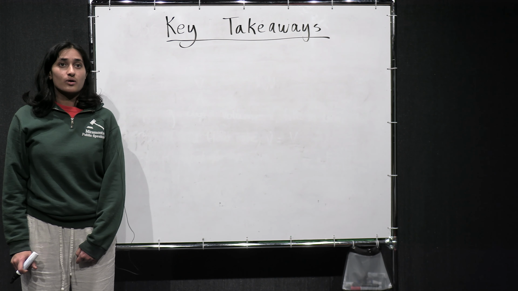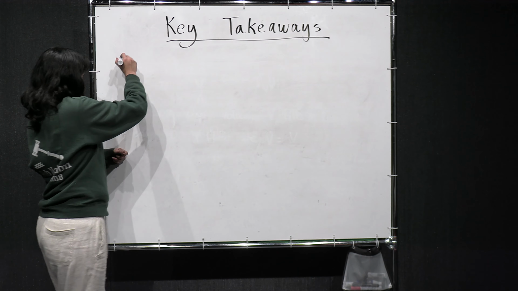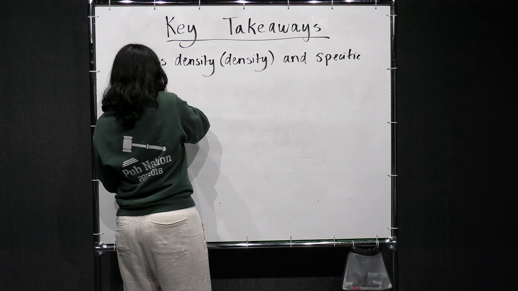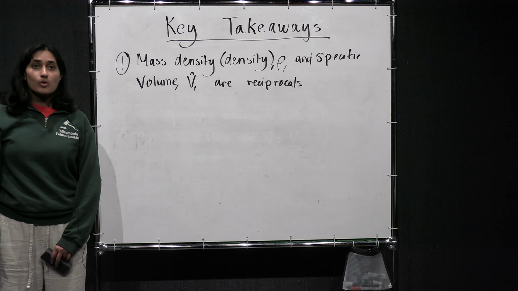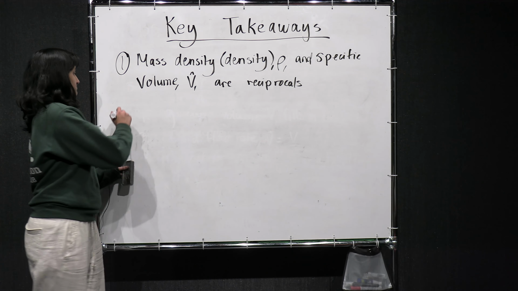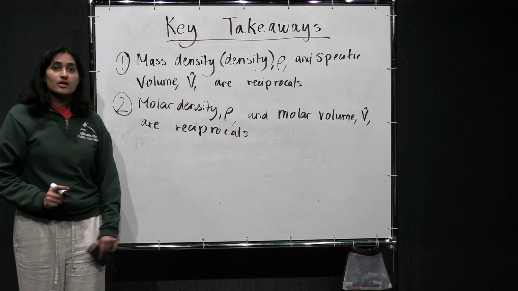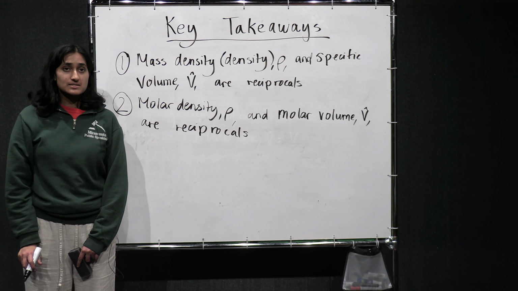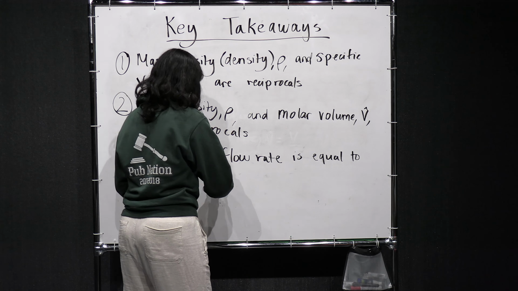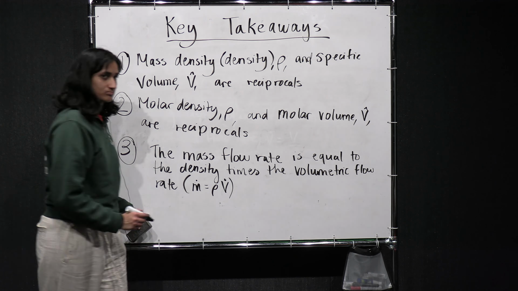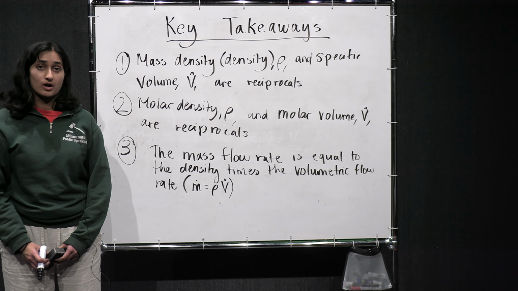The takeaways from this video are: 1. Mass density, or density, and specific volume are reciprocals. 2. Molar density and molar volume are reciprocals. 3. The mass flow rate is equal to the density times the volumetric flow rate. 4. Fluid velocity is defined as the volumetric flow rate divided by the cross-sectional area.